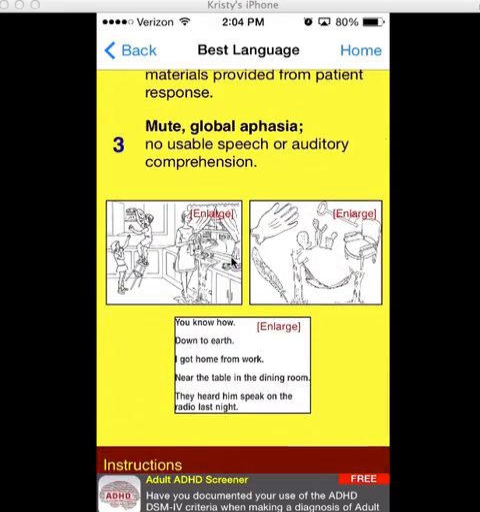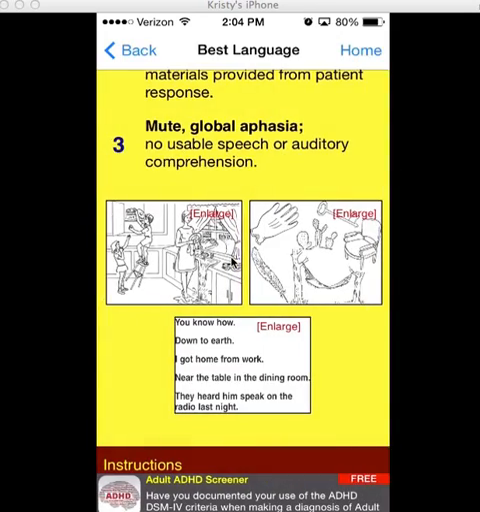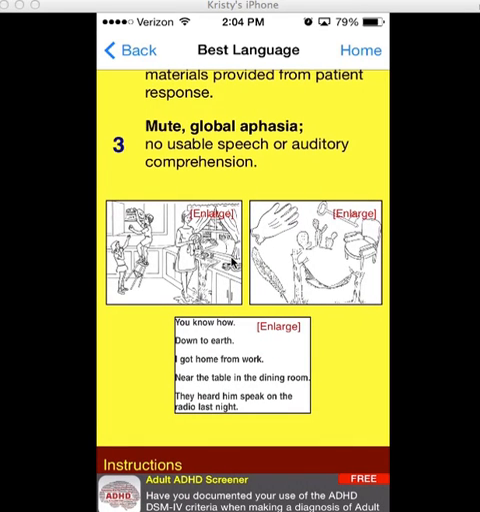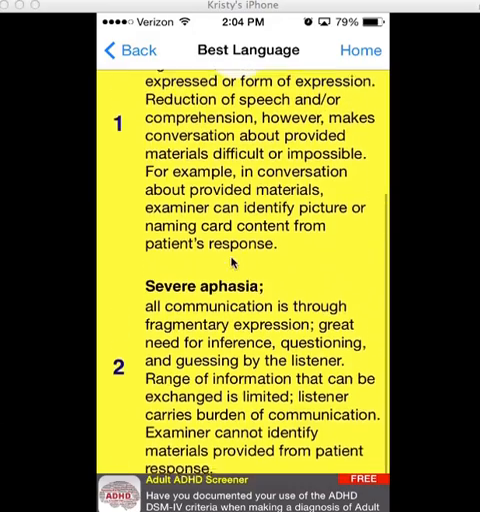Within the application, you are able to enlarge the pictures for each portion of this exam, but I still find them very small and usually will use the papers provided by the facility. If speech is normal, the patient will score a 0.